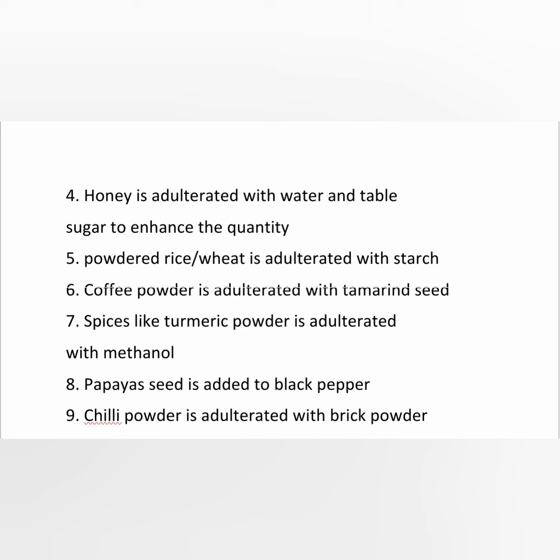Next, powdered rice or wheat is adulterated with starch. Coffee powder is adulterated with tamarind seed. Spices like turmeric powder are adulterated with methanol. Papaya seeds are added to black pepper in order to increase the weight. Chilli powder, as we saw in the picture, is adulterated with brick powder.